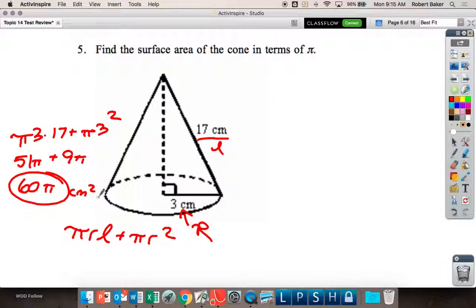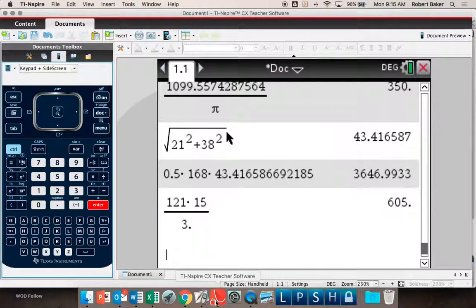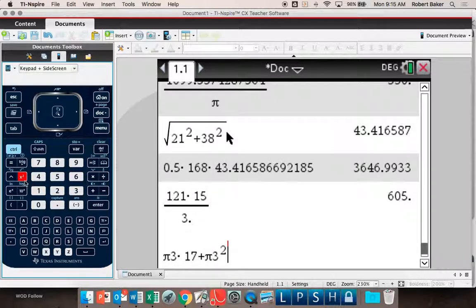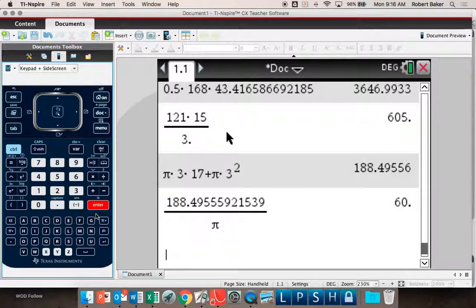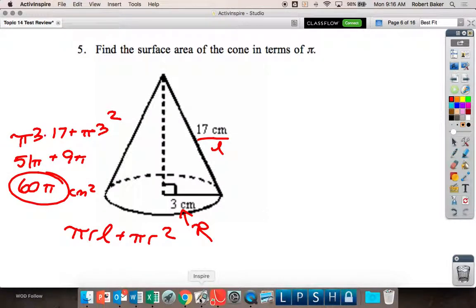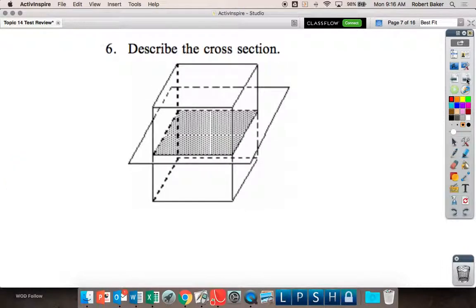Okay, that's just doing all the small pieces at once. If you have pi 3 times 17 plus pi 3 squared, you can do that in your calculator. It will give you a decimal answer, 188, and you can take the pi out to see what the answer is in terms of pi. You still get the same number. Those two numbers are the exact same thing, 60 pi and 188. 60 pi centimeters squared.